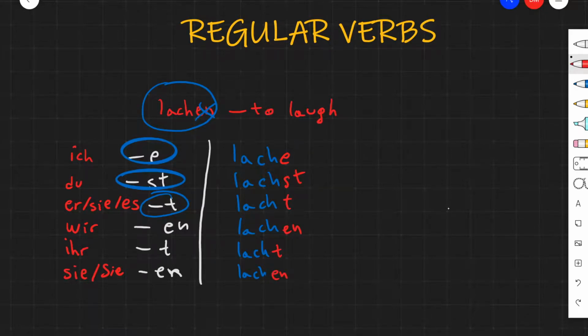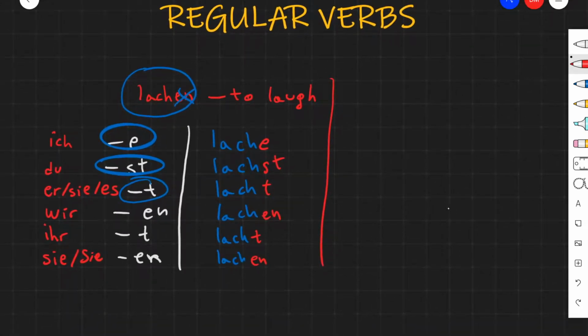Okay, you see that they follow religiously the endings that I put down. So, ich lache, du lachst, er, sie, es lacht, wir lachen, ihr lacht, and sie lachen. Sehr gut. The first conjugation went without any hiccups, right? So let's try another one.